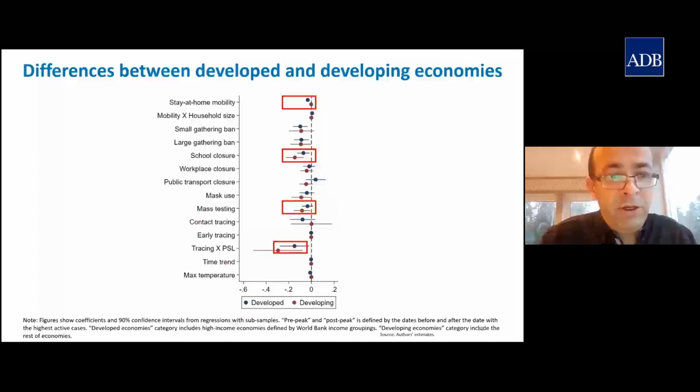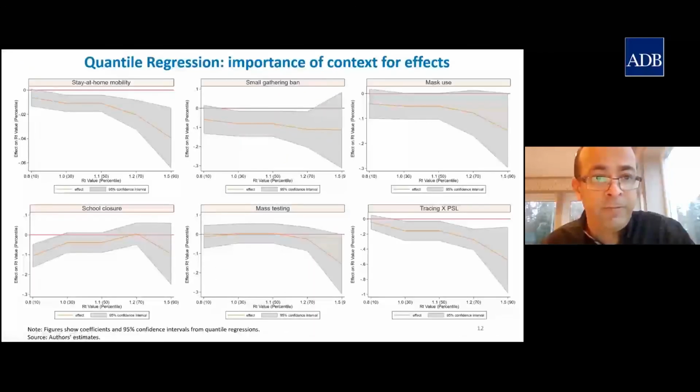We find larger effects, however, interestingly, of the interaction of paid sick leave with contact tracing and mass testing in developing countries, which might be a little bit counterintuitive, but this is what we find. We also find that school closure has a bigger effect in developing countries. We also look at the effects at different points in the distribution in terms of the effective reproductive rate. And we find also interesting differences.